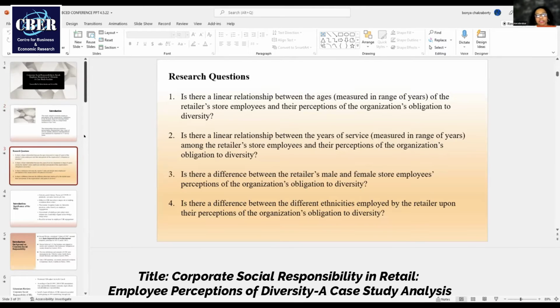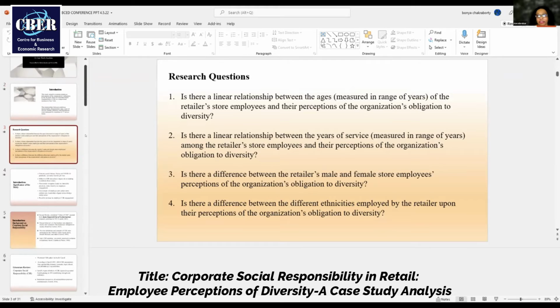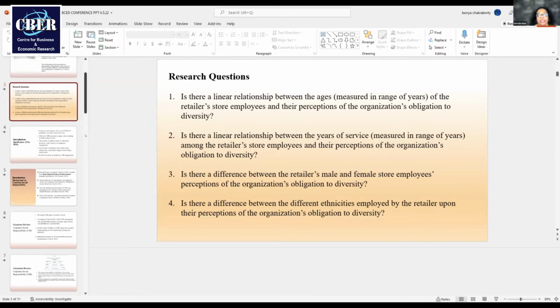Okay, these are the research questions that we set out to answer. We wanted to know if there's a linear relationship between the ages of the employees and their perceptions of the organization's obligation to diversity. We also wanted to know if there's a linear relationship between the years of service, measured in the range of years among the retailer's store employees, and their perceptions of the organization's obligation to diversity.